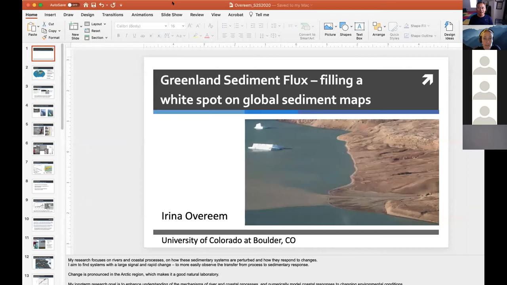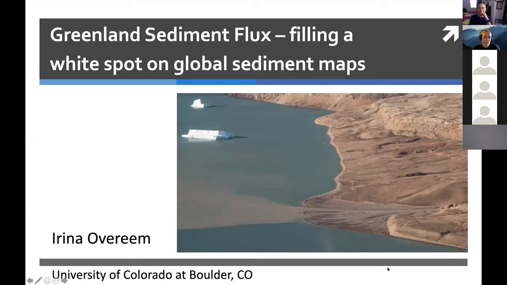So what I'll be talking about today are these studies that we're doing in Greenland. For those of you who don't know me, I work on river and coastal processes, deltas specifically. In general, I ask the questions: how do sedimentary systems get perturbed? How do they change with environmental changes? How does that impact sediment fluxes and morphology of the systems? Generally, time scales of post-glacial is the longest that you will hear about in this talk. And then in Greenland, we also work on the modern system quite a bit.